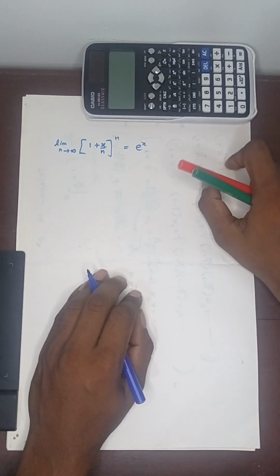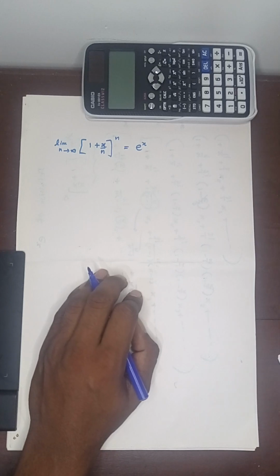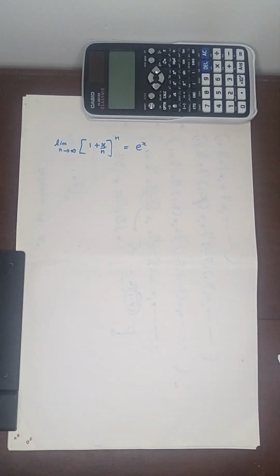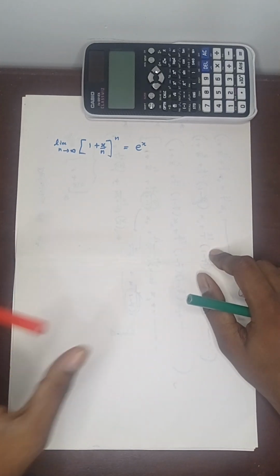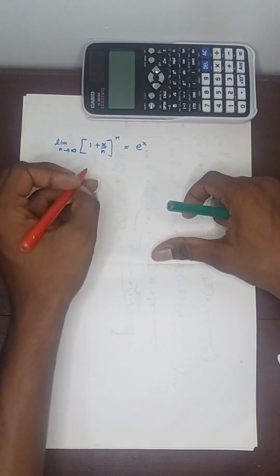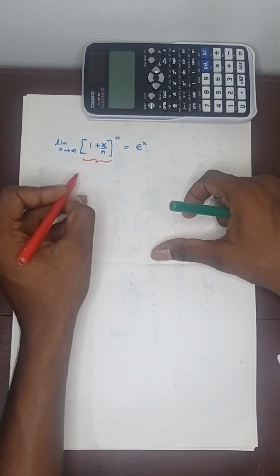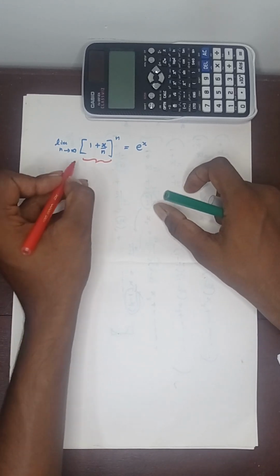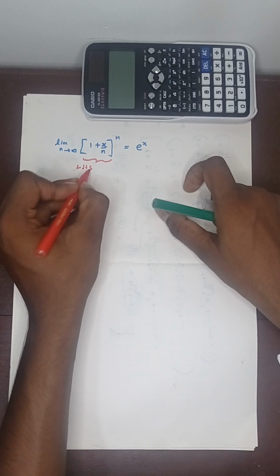So you are supposed to show that the limit as n tends to infinity of (1 + x/n)^n is going to be equal to e^x, right? Hope you see this properly. This was the question I gave you. Then how you can apply Newton's law in order to expand this. First of all, I'm going to start with the left hand side.